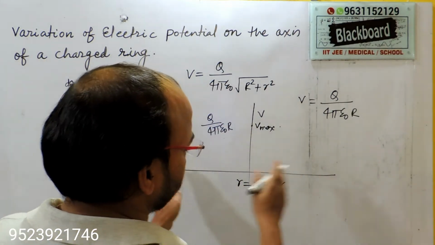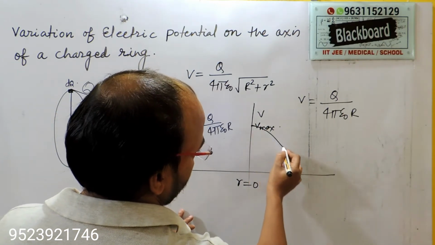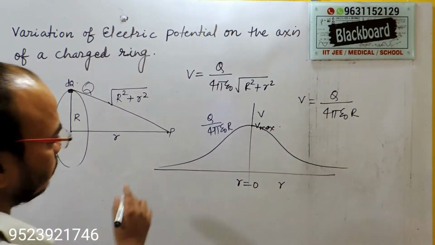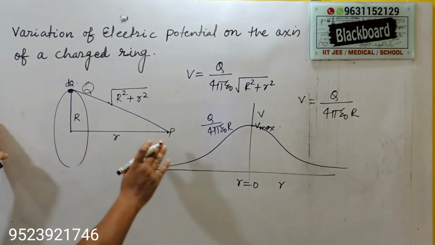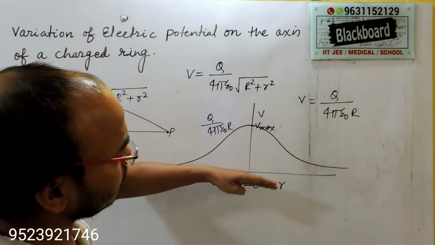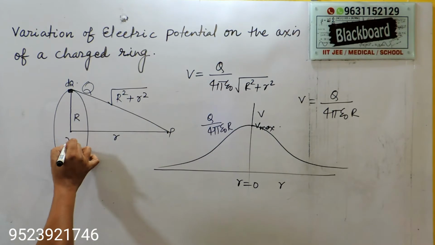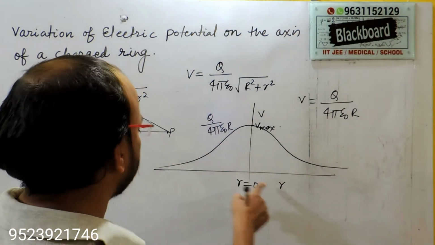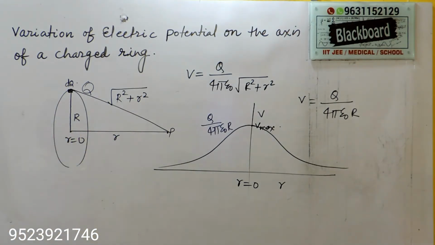And if r is increasing, that means potential will decrease. Potential will decrease like this. Potential will decrease like this. On both sides, if r is increasing, either left or right, you will get potential decreasing. V will be maximum at the center if r is equal to 0. This is the graph between potential and this r, that means axial distance from the ring.